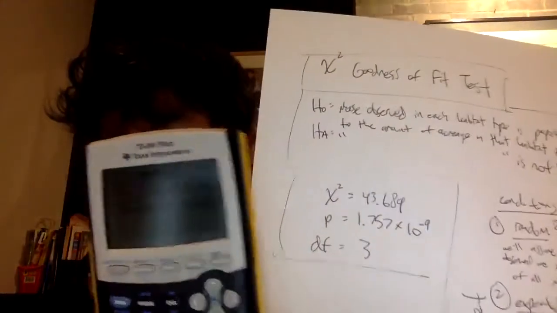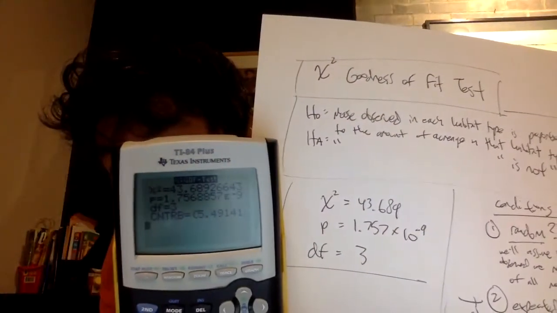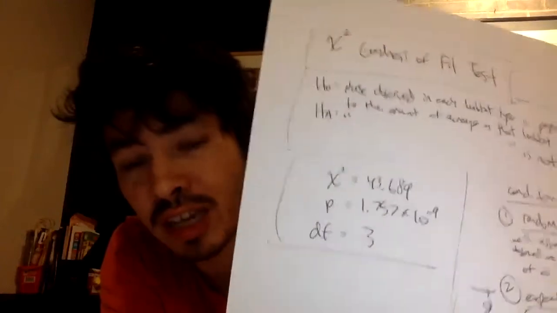So what do you give them? You give them the chi-squared stat, 43.689. You give them the p-value, 1.757 times 10 to the negative 9. And you give them the degrees of freedom. Gotta give them the degrees of freedom is 3. So there you go. That's how you do it quick on your calculator. Okay, just chi-square GOF test.